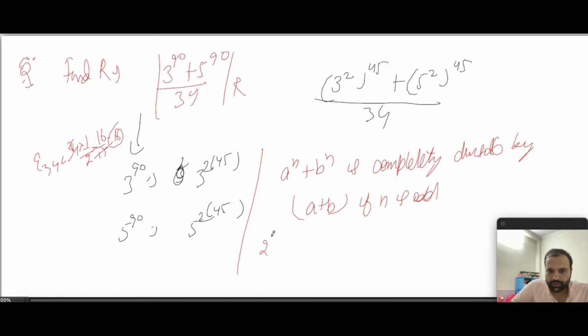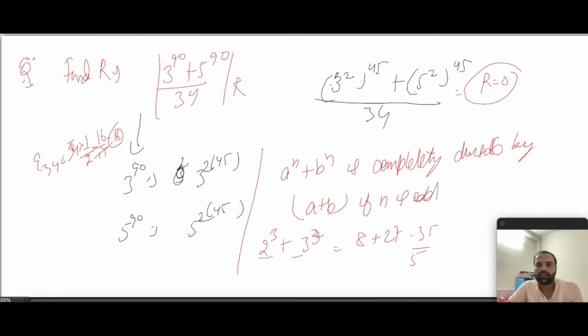Let's say you have 2 cube plus 3 cube. So how much do we have? 8 plus 27, 35. See, it will always be divisible by A plus B, 5. So that's what I am going to do. What do we see over here? A^n plus B^n would always be divisible by A plus B. It means that this number would be completely divisible. So it would not have any remainder, because it's going to be completely divided by A plus B. So it would have remainder equal to 0.